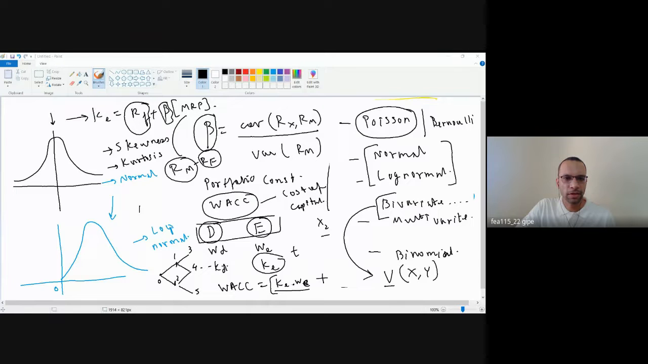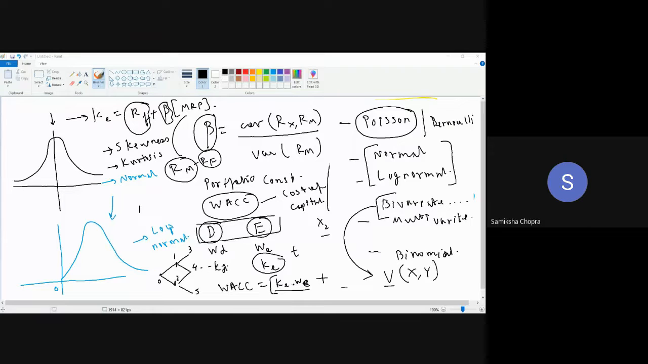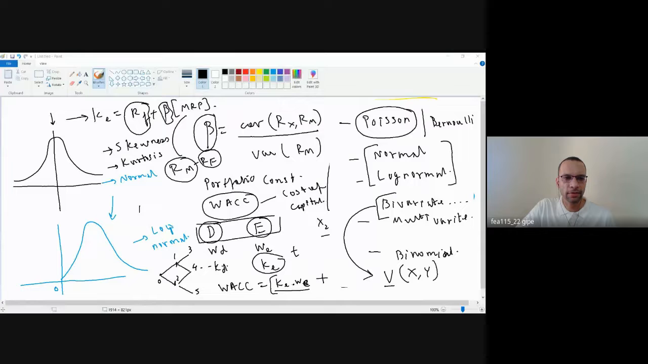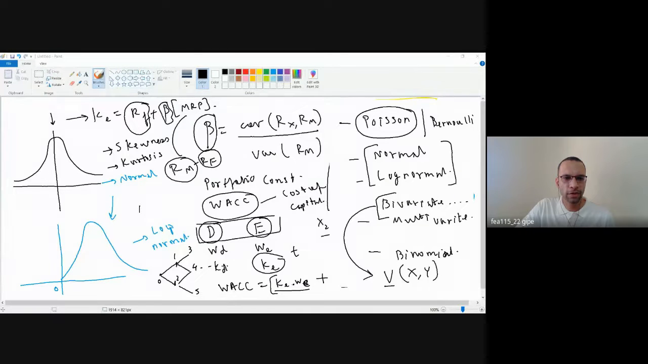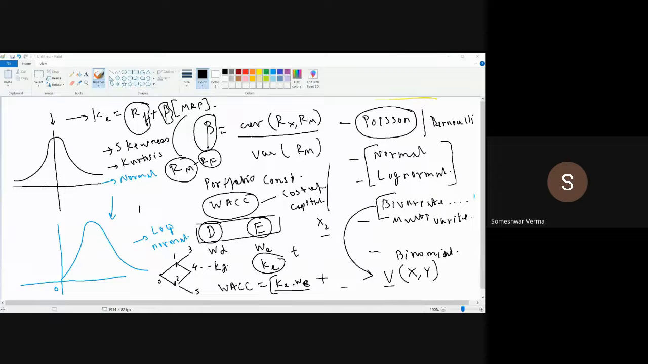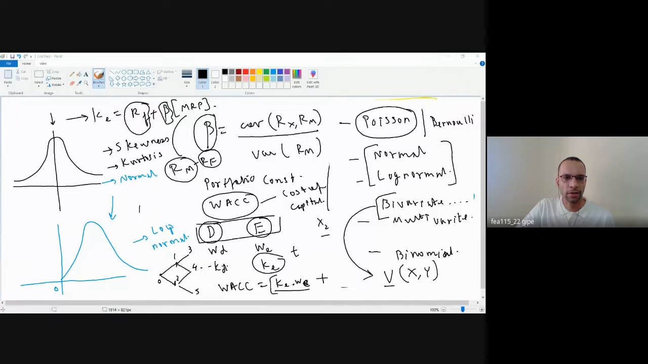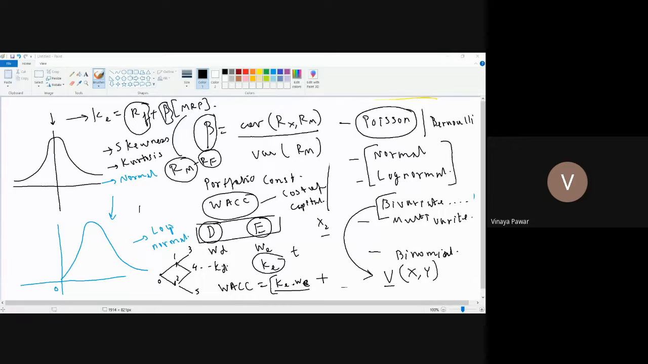Ruma Keshri. Sahaj Manocha. Samiksha Chopra. Present, sir. Sharanya Bhattacharji. Present, sir. Shubham Jain. Present, sir. Shubham Kumar. Yes, sir. Present, sir. Someshwar Verma. Present, sir. Stuti Mehrotra. Sanika Thakur. Present, sir. Vinay Pawar. Present, sir. Okay. All right.